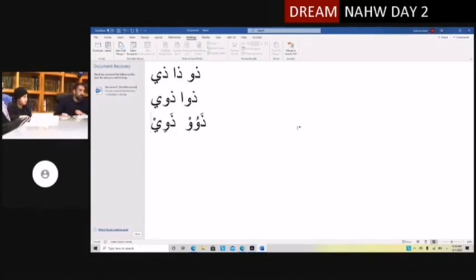We'll add to that inshallah tomorrow when we do the feminine dhat again. Page 10.